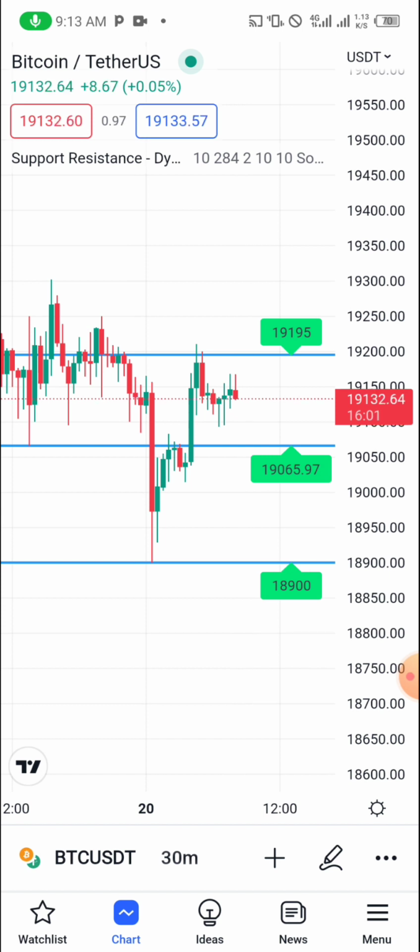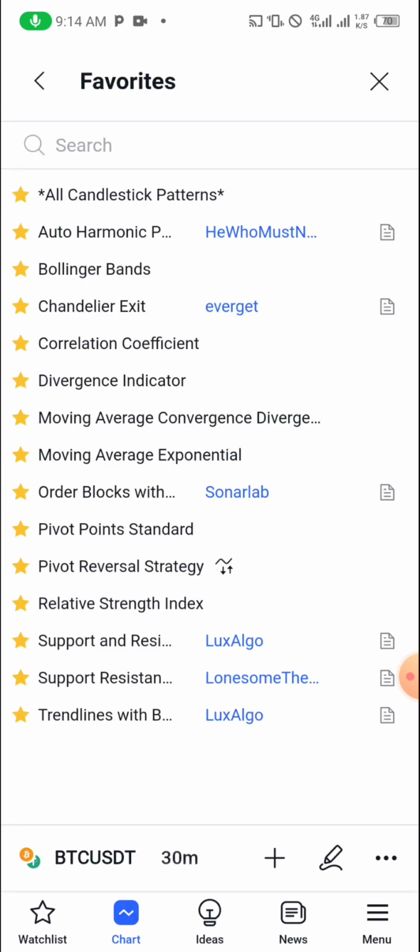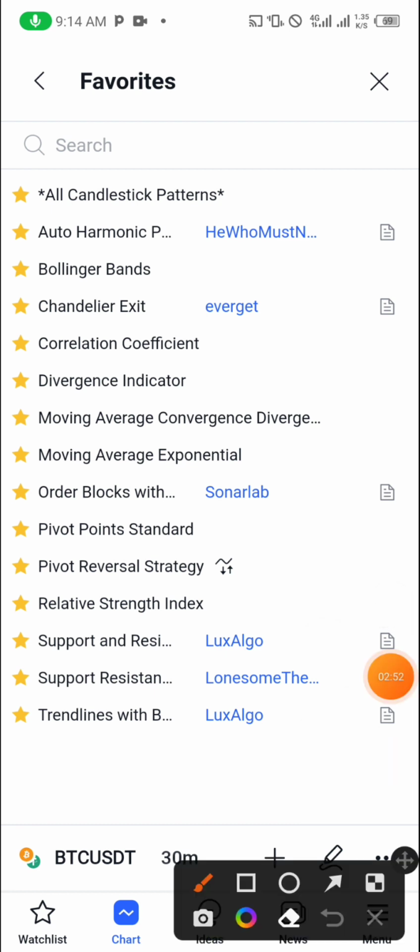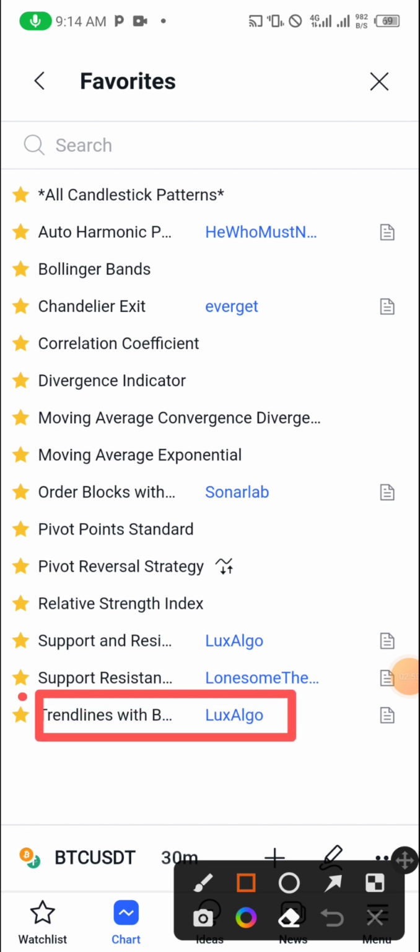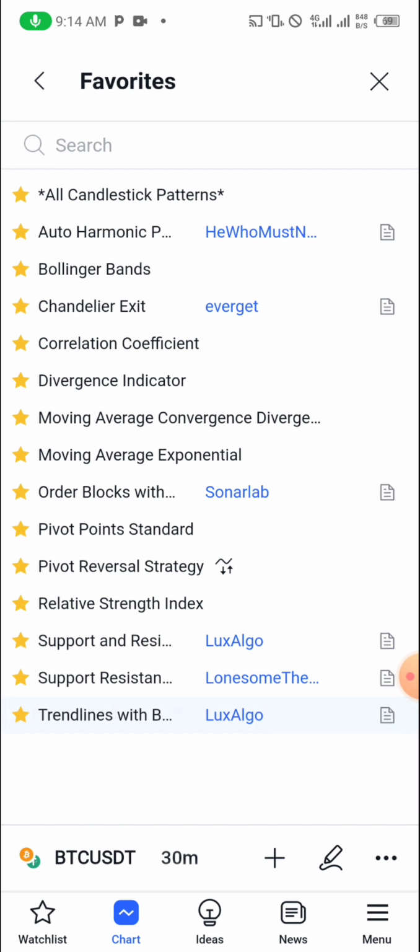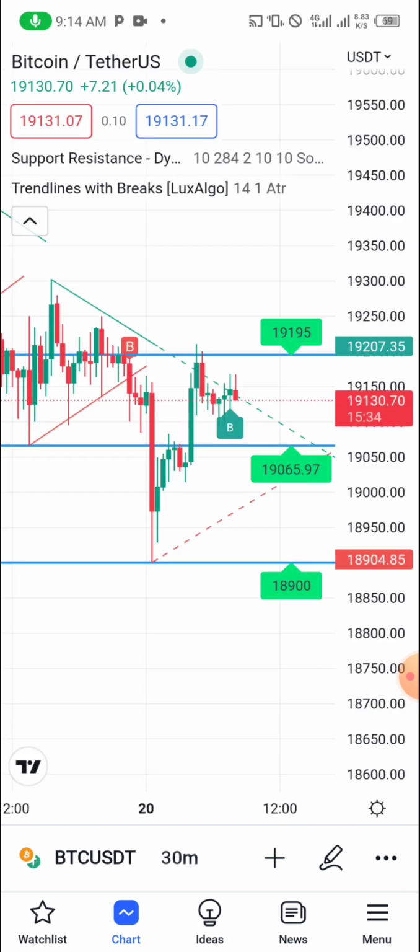Now the next indicator I'm going to be plotting is what we call trend line breaks by Luxalgo. So I'm going to head over here right now, and I'm going to select this. It's already on my favorite, but you can just type it yourself. Is this one right here? Trend line breaks by Luxalgo. Okay, so I'm just going to click on it, and then you can see we already have trend line breaks by Luxalgo.